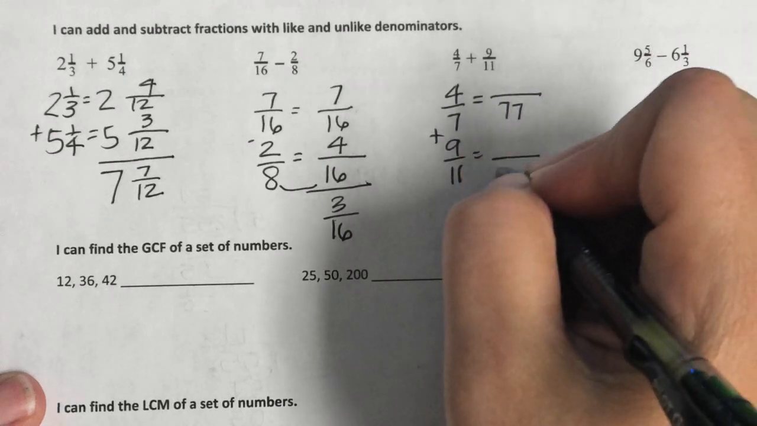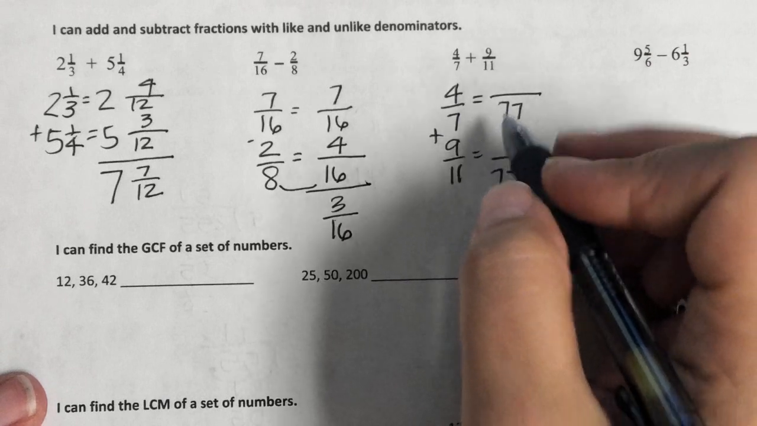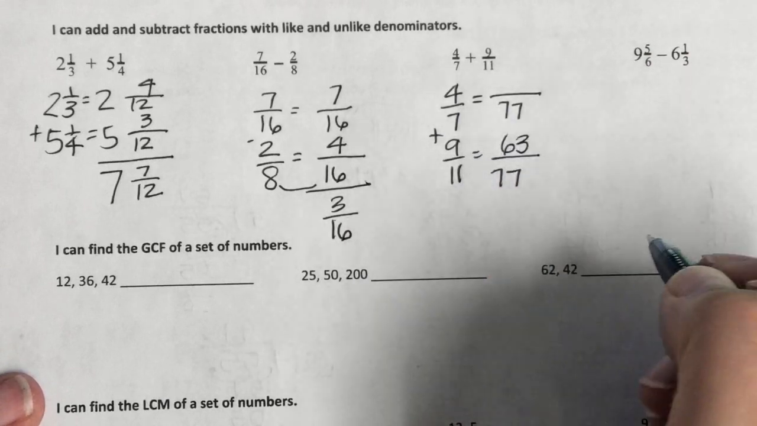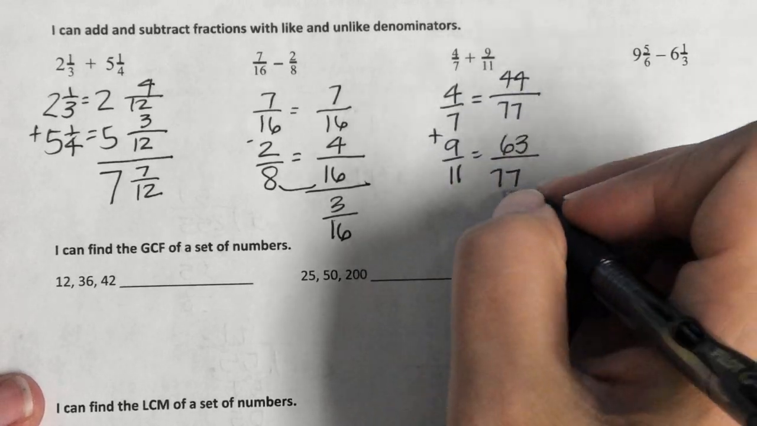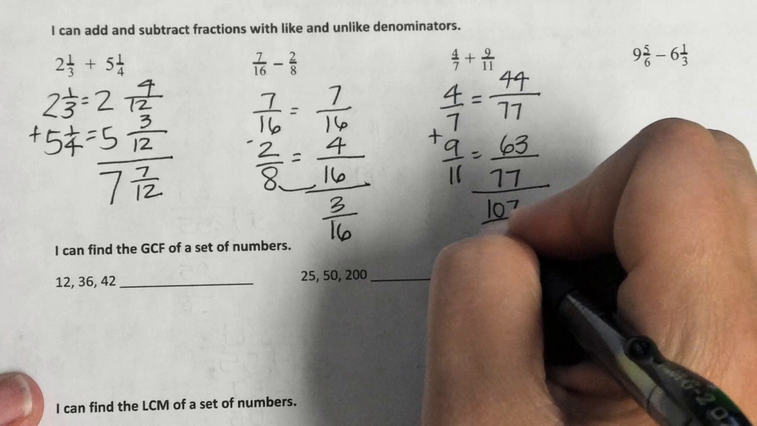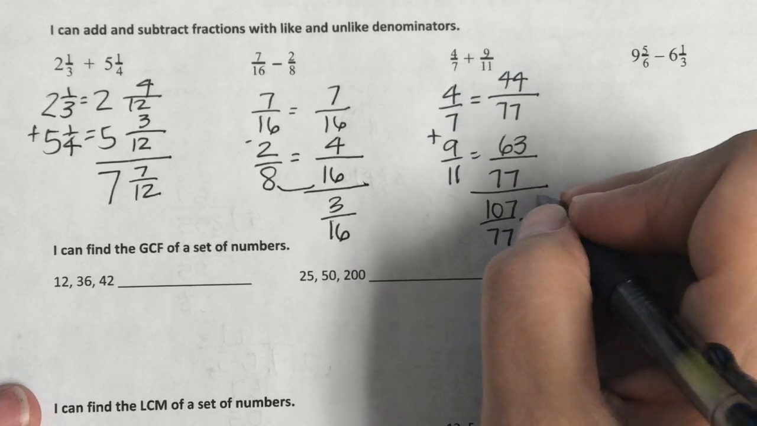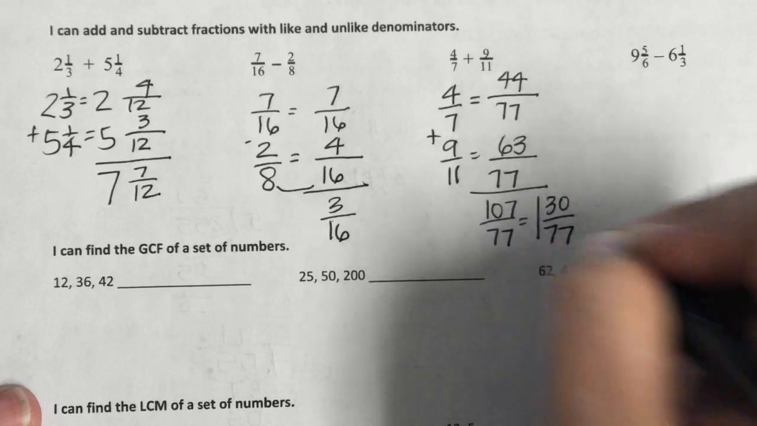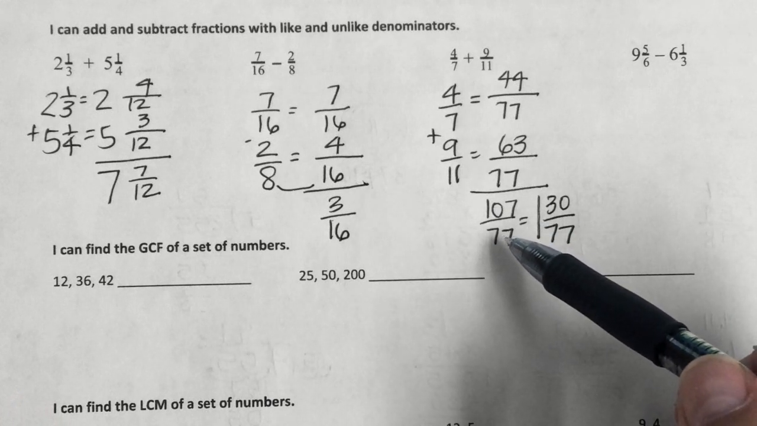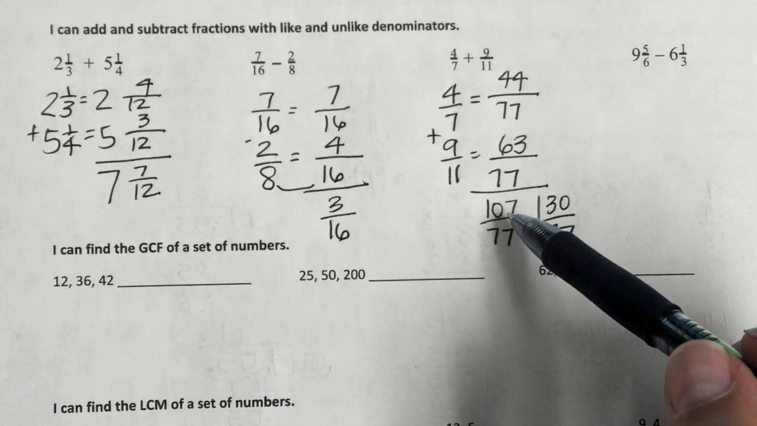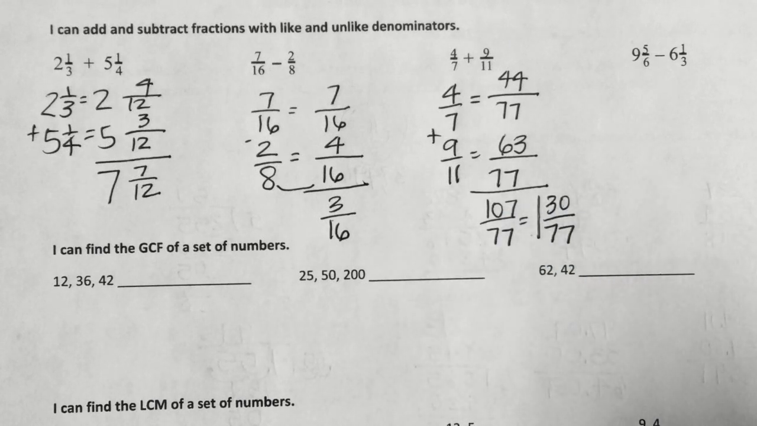77. Very good. Okay, so 11 times 7 gives me 77. So 9 times 7 is 63. 7 times 11, so that would be 44. This would give us 107 over 77, which as a mixed number would be 1 and 30 over 77. And the reason I know that, guys, listen, is 77 will go into 107 one whole time with 30 left over out of 77.